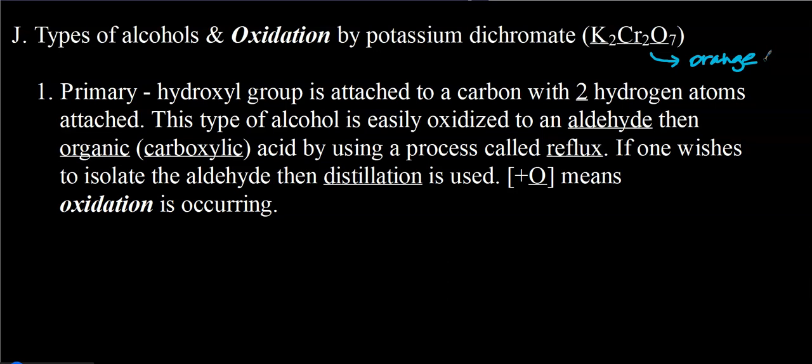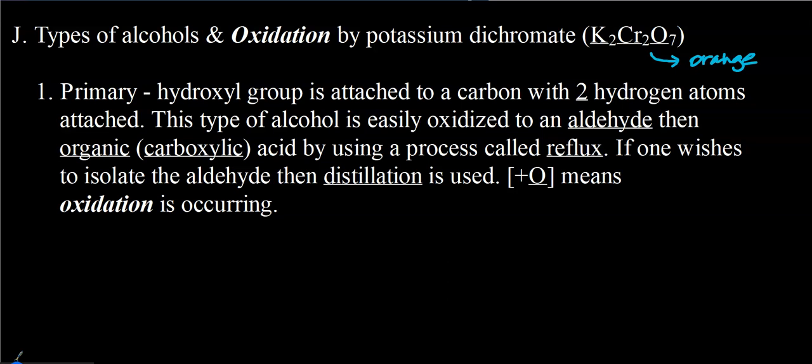All right, so what kind of product we get from the oxidation of an alcohol depends on the type of alcohol. So let's take a look at oxidation of primary alcohols. Remember that in a primary alcohol, the hydroxyl group is attached to a carbon with two hydrogen atoms attached to it, or the carbon that the hydroxyl group is attached to is bonded to one other carbon. So ethanol or 1-propanol or 1-butanol, those will all be examples of primary alcohols. This type of alcohol is easily oxidized to an aldehyde.